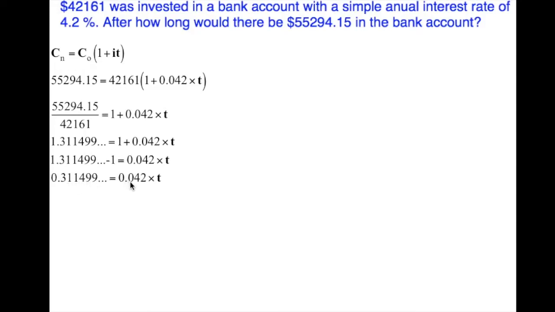0.311499. Now to get rid of the 0.042, which is multiplying the t, I'm going to divide both sides by 0.042. When we divide the right-hand side, it cancels. When we divide the left-hand side, we have 0.3114999, it goes on for a while, divided by 0.042. I kept this number on my calculator because I don't want to round. If you round, you're not going to get the right answer.